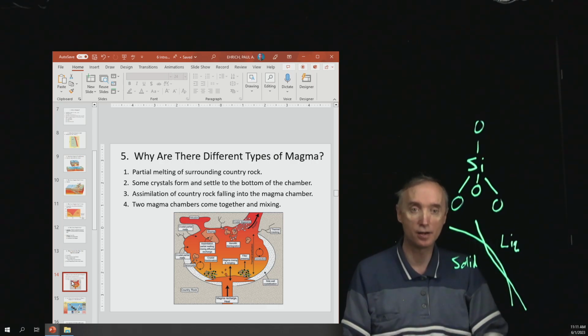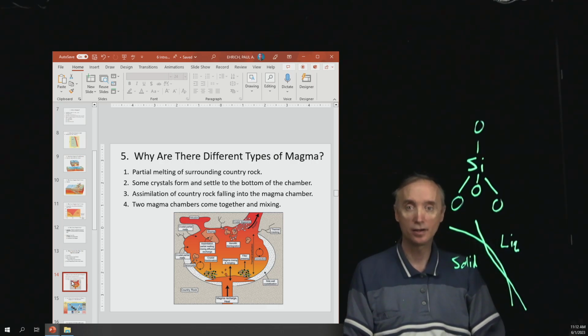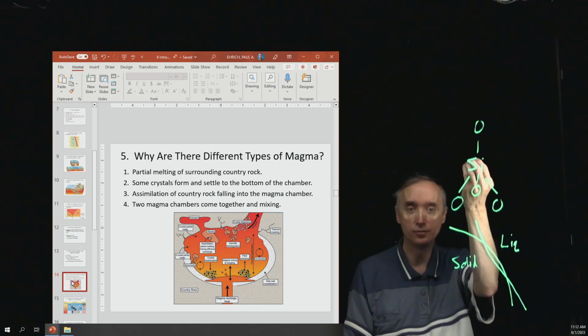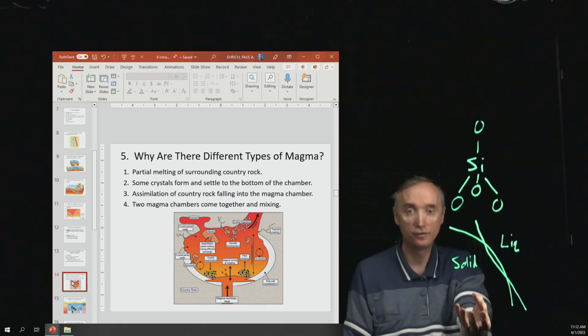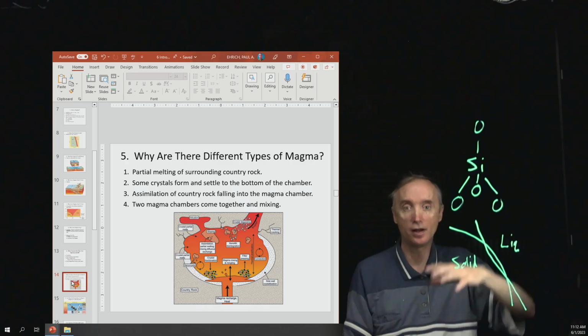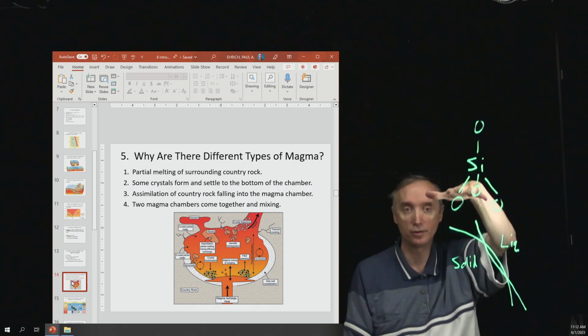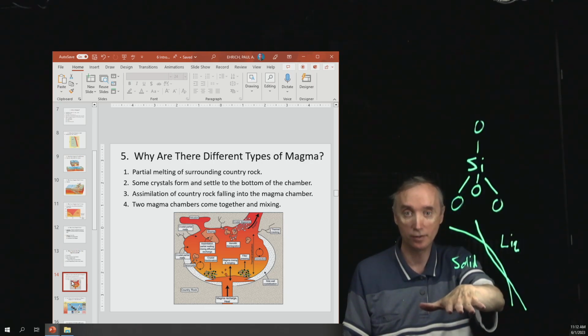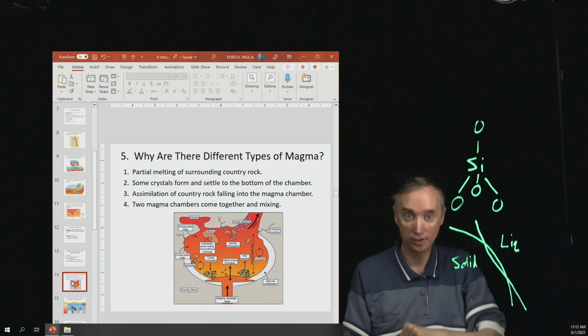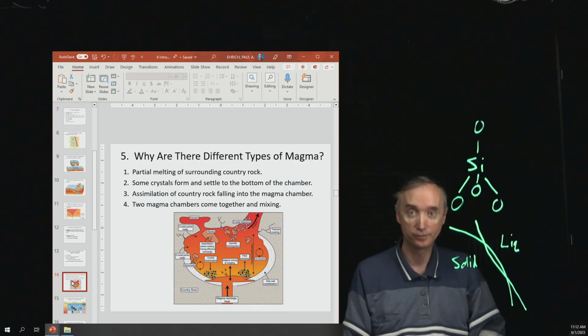So that would change the composition of the magma. The second one is some crystals form, and once they are solids, those solids will fall to the bottom of the magma chamber. That means that up here at the top of the magma chamber, it's going to be depleted in those particular minerals, and the bottom part of the magma chamber is going to be enriched in those particular minerals.